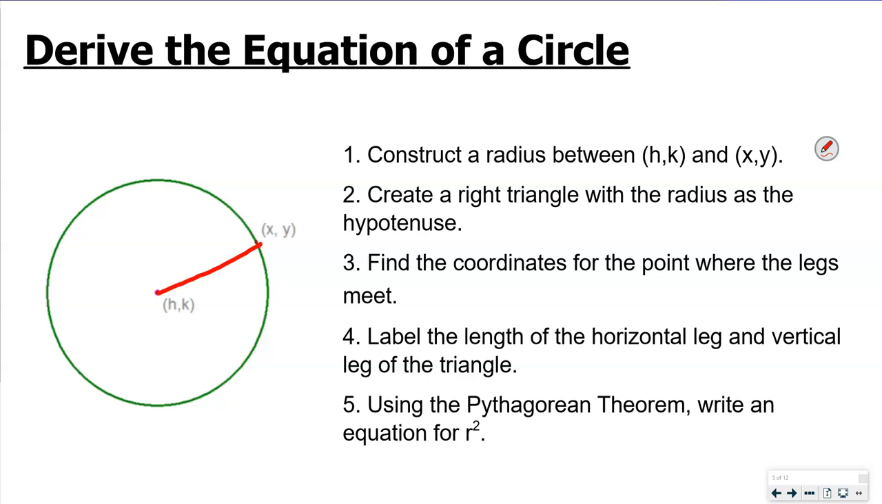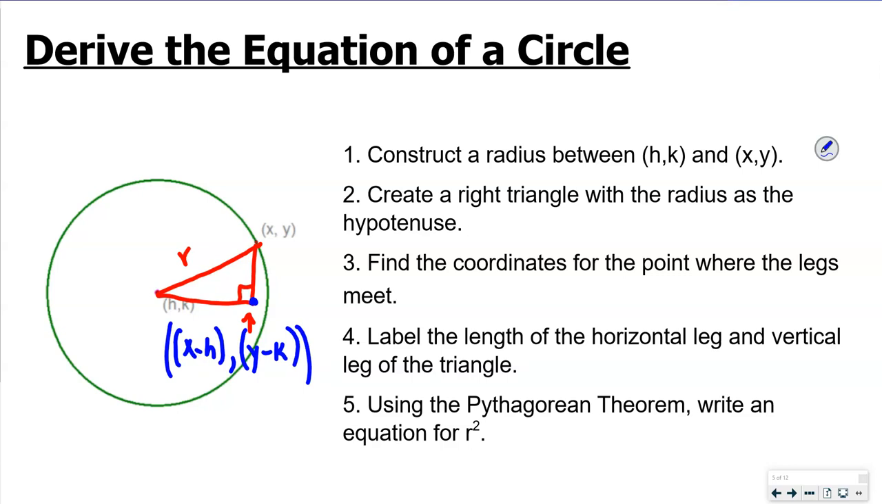So that is a radius, right? So that's our radius. And then it says create a right triangle with the radius as the hypotenuse. So we're just going to create a right triangle from here. We're going to go down, over to the right, and then down. That's a right triangle, right? Then it says find the coordinates for the point where the legs meet. So the x value of this point right here is x minus h, right? And then the y value would be y minus k. That is the point where they meet.